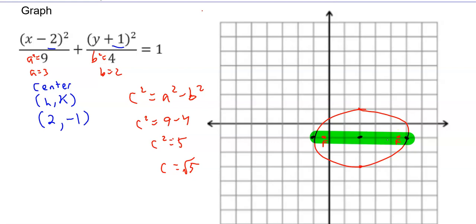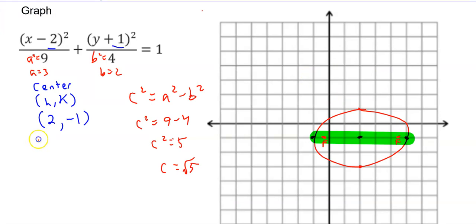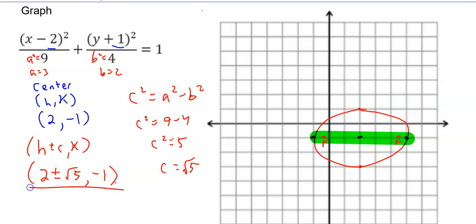And for the actual ordered pairs, this is a horizontal ellipse, so you might want to use this formula, h plus or minus c comma k. Let me just write that down. So the ordered pairs of those points would be 2 plus or minus square root of 5, because that's c, comma k, which is negative 1. That's the best way to write it, with the exact values in there. Some people will use the decimals, and I'm not a fan of that. I like the exact values written in the ordered pairs.